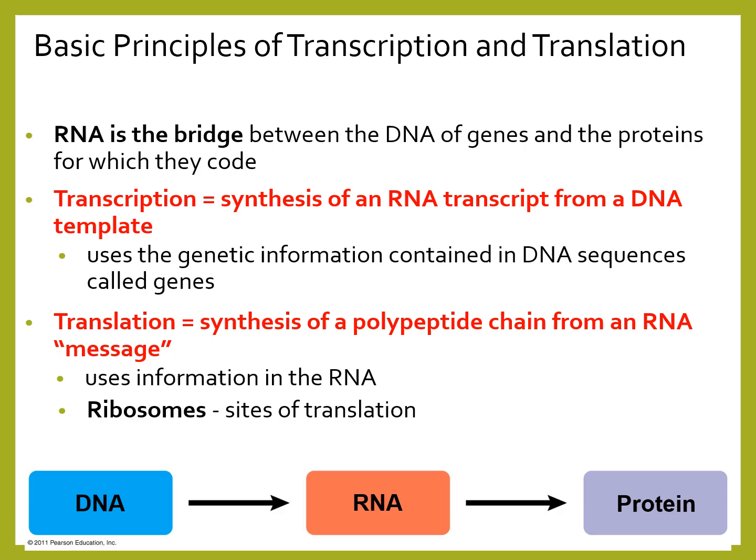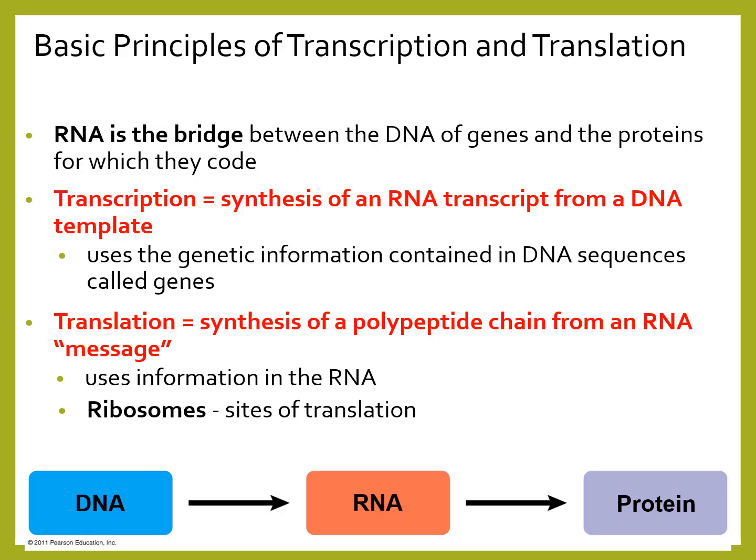Translation is the synthesis of a polypeptide chain from an RNA message. It uses the information encoded in that RNA message to result in a unique combination of amino acids that we call a polypeptide chain. That polypeptide chain is then folded through the 3 additional levels of conformation, and we end up with a functional protein.